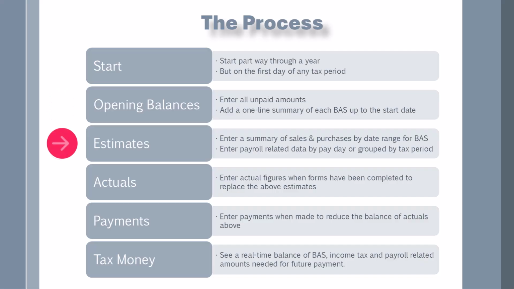To update your BAS estimates, you enter a summary of sales and purchases by date ranges that suit the needs of your business. Payroll estimates can be entered by payday for closer monitoring or alternatively summarized by tax period. When each tax type form has been prepared, you enter the actual amount payable and this will replace the estimate. And when a payment has been made, enter that amount to update the balance owing for that tax type for that period. The calculator includes a summary of all estimates, actuals, payments and balances remaining to compare with your available funds.